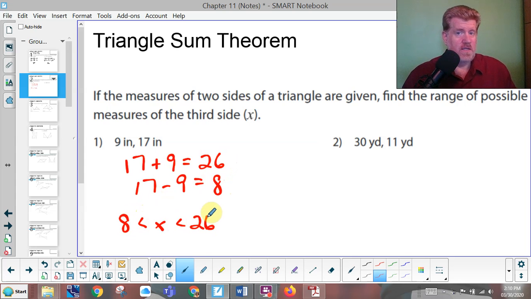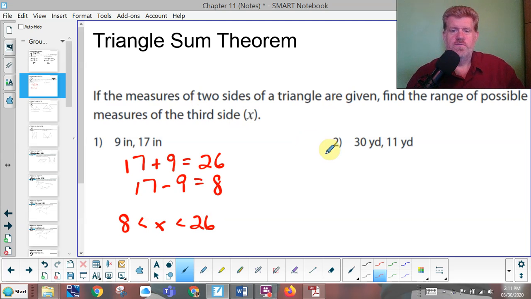Now, can it equal 8 or equal 26? What do you think? If you lay 9 and 17 down, you get 26, and 26 is flat. 26 will fit on top of 26, but then it's not a triangle. It's just a straight line. So it's got to be less than 26. Even 25.99 would work, but it's got to be less than 26, and it's got to be more than 8. If you laid those two pieces, 9 and 17, next to each other, there'd be a gap of 8. So you need something a little bit more than 8 to fill that gap in. Okay? That's how it works.